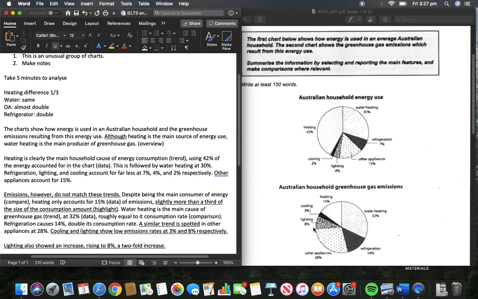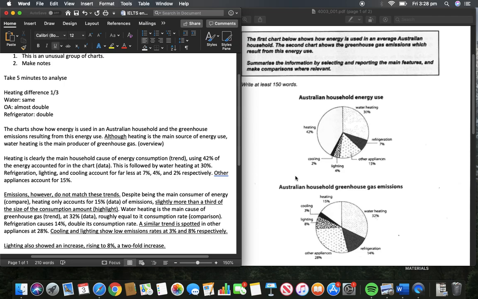Now that I look at it, I could have done a different organization. I could have said other appliances, refrigeration, and lighting all showed a twofold increase. So those three increased more. Now, I know you're all thinking, oh, so do that. That's perfect. It's probably better. It doesn't really matter. I don't really care about getting you the perfect score today. I'm just trying to show how to approach these tasks.